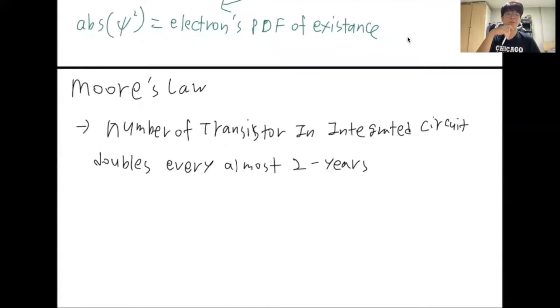And there is Moore's law, which says that the integration of electrical devices, meaning the number of transistors in an IC, doubles almost every 2 years.